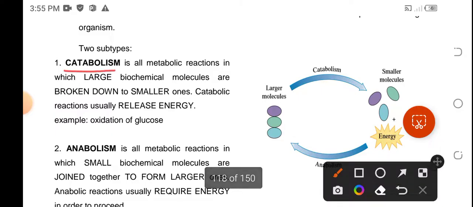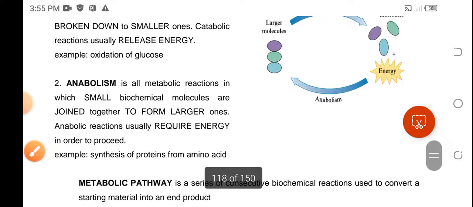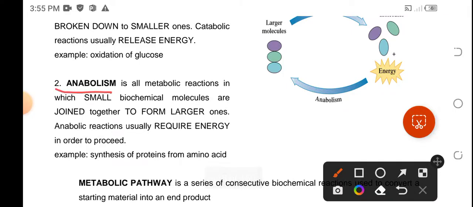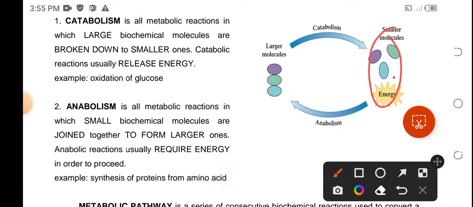It is the catabolism, which involves the metabolic reactions wherein the large molecules will be broken down into smaller molecules, plus of course when large molecules are broken down into smaller ones, a production of energy will happen. Okay, and the other one, the opposite of that, is anabolism. Anabolism is the metabolic reactions wherein we start with small molecules. This requires the use of energy so that larger molecules will be formed.